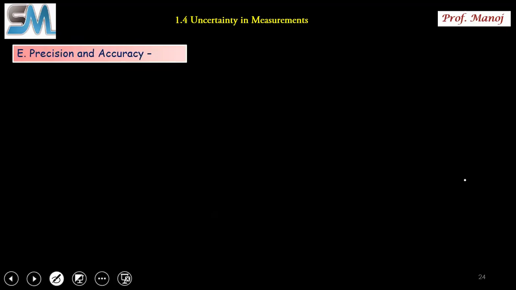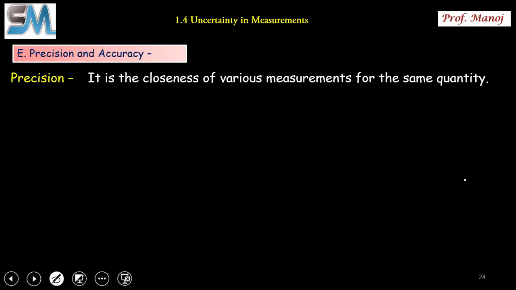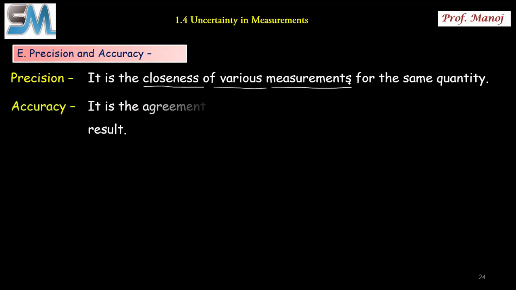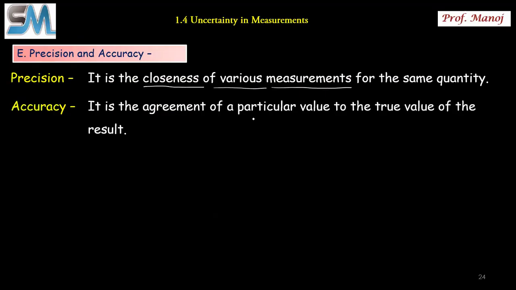Going ahead with some last concepts remaining. Precision and accuracy. Precision is the closeness of various measurements. Remember this term? Closeness of various measurements. Accuracy is the agreement between the measurement and the true value.